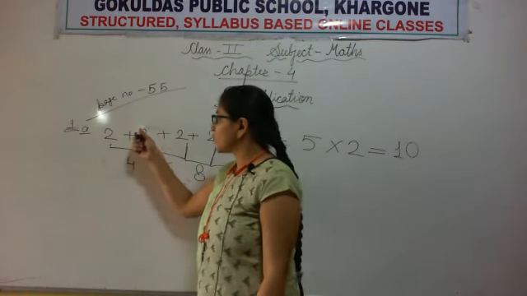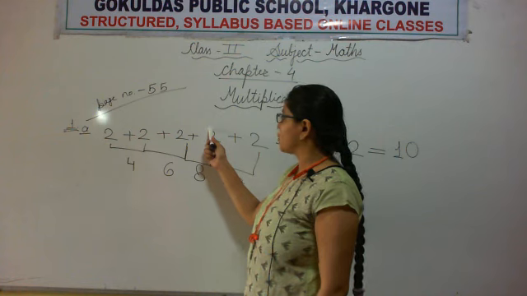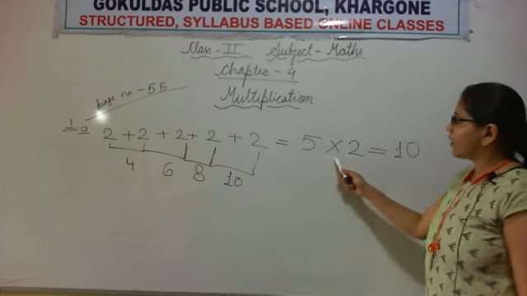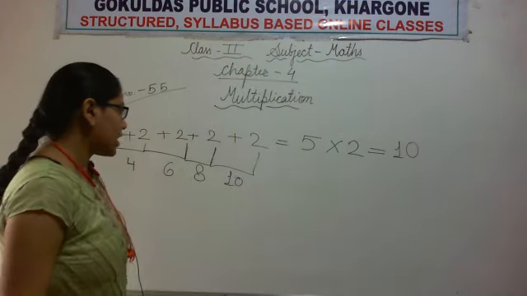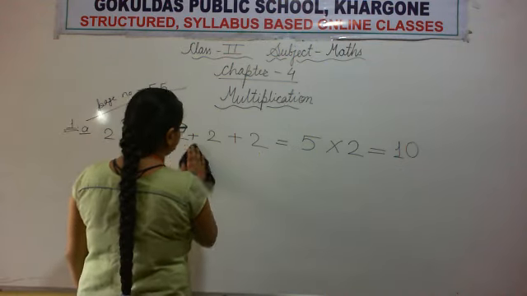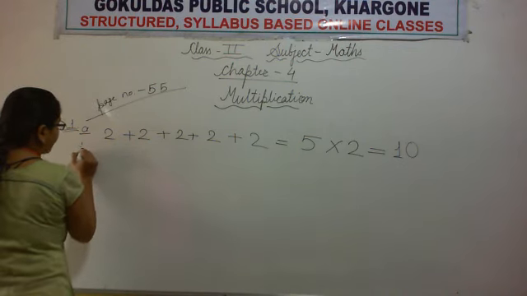So 2 plus 2 is 4, 4 plus 2 is 6, 6 plus 2 is 8, and 8 plus 2 is 10. It means 5 into 2 is equal to 10.